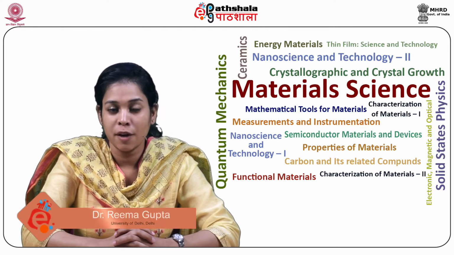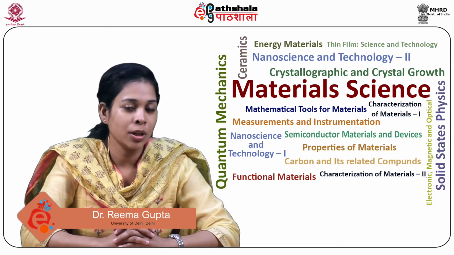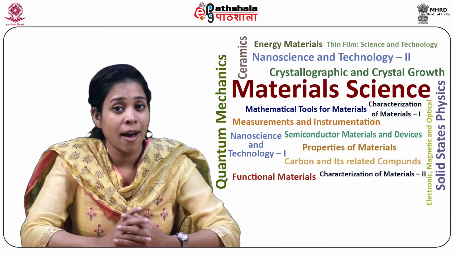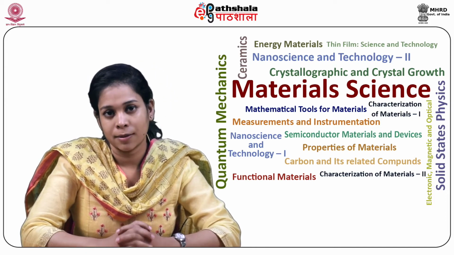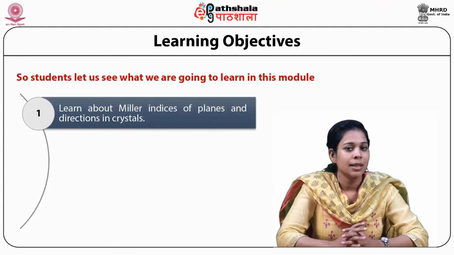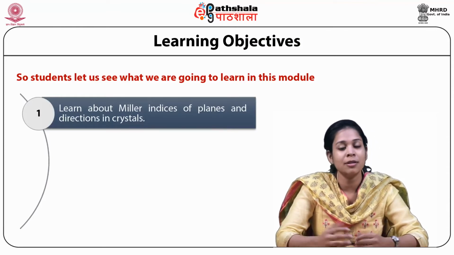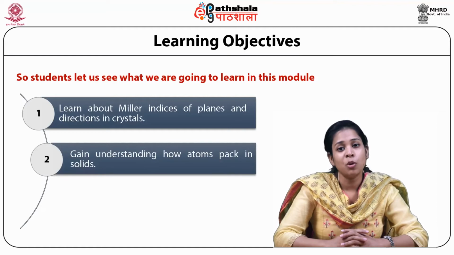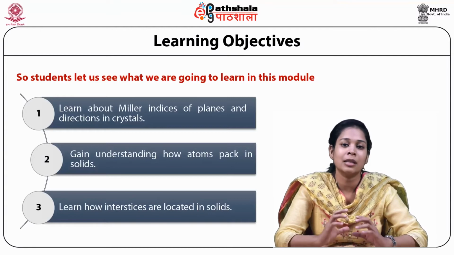I am Reema Gupta from University of Delhi, and today we are going to discuss the module Structure of Ceramics Part 2, which will include planes, directions and packing, and this is from the paper Ceramics. After completing this module, you shall be able to understand the Miller indices of plane and direction in crystals, grain boundaries, and how atoms pack in solids. Moreover, you will be able to understand how interstices are located in solid.